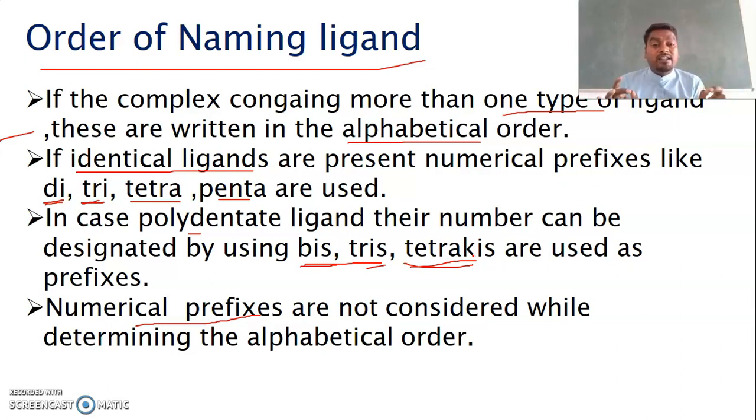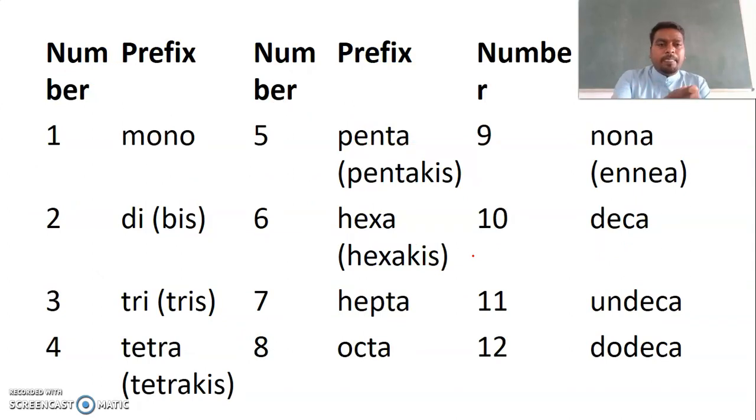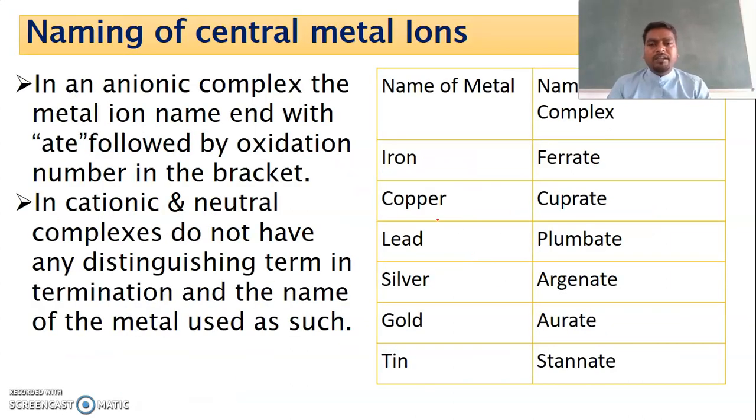If you go by di and tetra, di comes first. No, we do not consider di and tetra. So we write tetraamino dichloro. We ignore numerical prefixes and consider only the first letter of the ligand while arranging them alphabetically. These are the rules. These are the commonly used prefixes in the naming of ligands. And now, naming of the central metal ion.